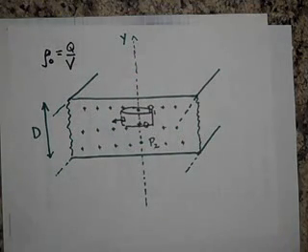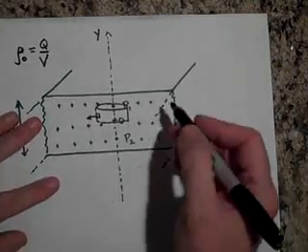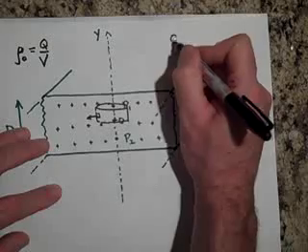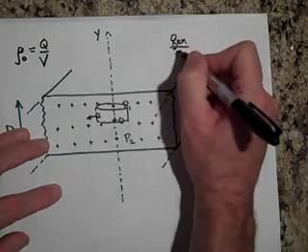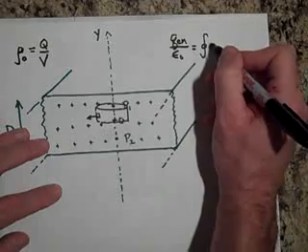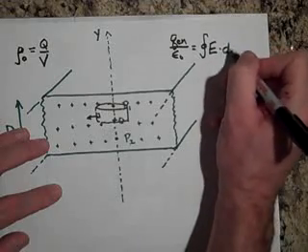All right, so let's apply Gauss's law then. Gauss's law is the total charge enclosed over epsilon naught is equal to the closed surface integral of E dot dA.